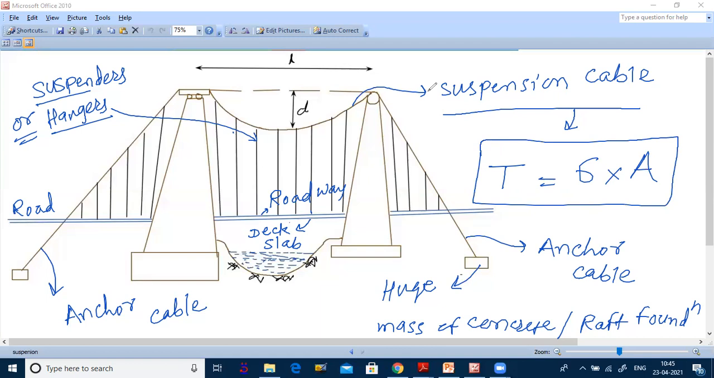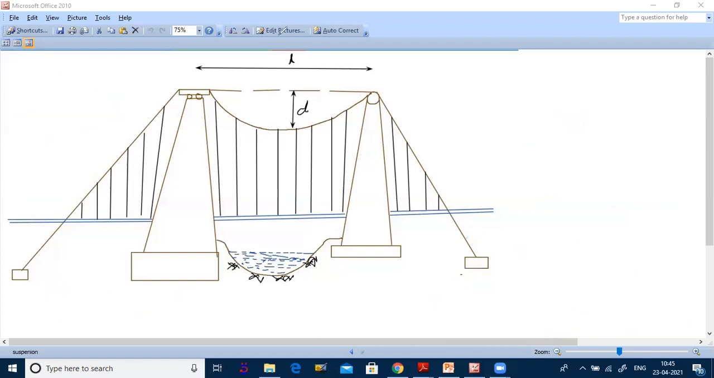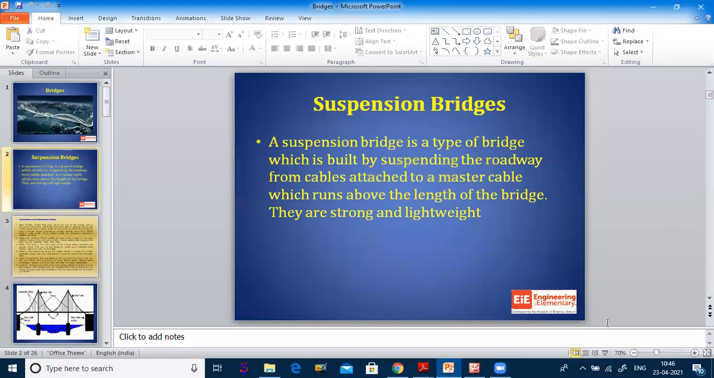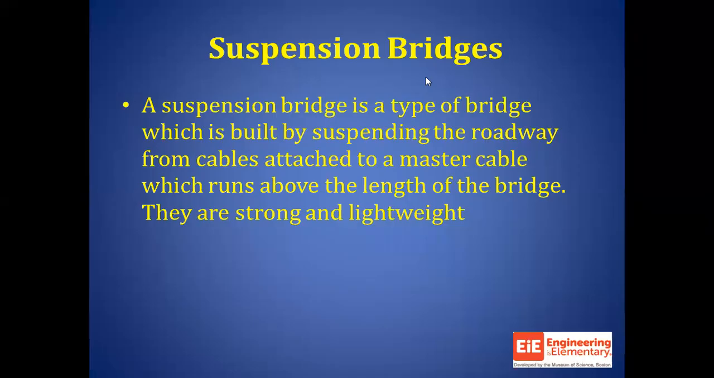So now we will discuss again what are the elements of the suspension bridge. Wait. Is it visible? Yes.